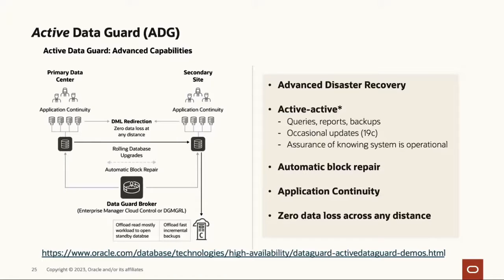So, Winnie, I have a question. Given that you've got an active environment with Active Data Guard, what are some of the advantages you can take with that? So Active has rolling database upgrades. So with that, you'll be able to update and patch your secondary database system.